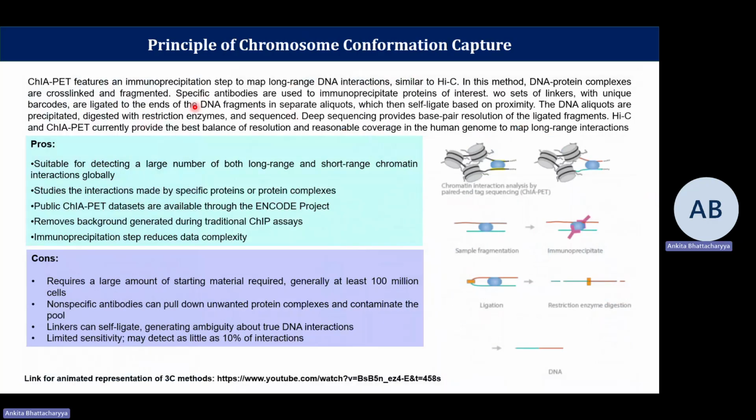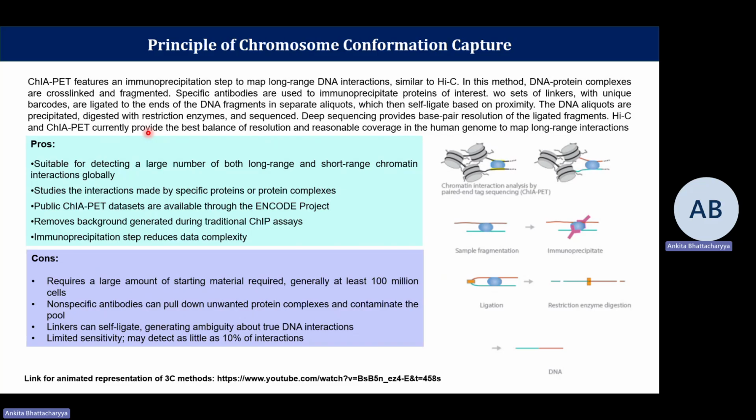Next was ChIA-PET. We'll discuss it today. Let me just go over it quickly. This technique is chromatin interaction analysis by paired-end tag sequencing, which is ChIA-PET. What does it involve? Of course, if there's involvement of proteins, like I just mentioned, then that necessarily includes an immunoprecipitation step, which will allow us to map any long-range interactions, much similar to that of Hi-C.